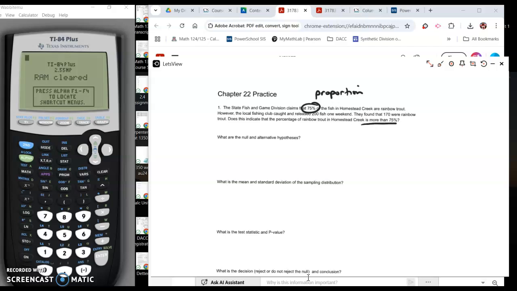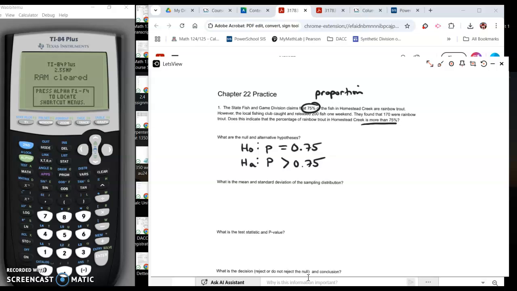So we'll start off by writing our hypothesis. So we have a null and alternative. And very important, when you do a proportion, you're going to put P here. If it's a mean problem, we'll put mu. This one's P. So the proportion that's claimed is 0.75. 75% as a proportion is 0.75. But we think that's incorrect. We think it is greater than 0.75.